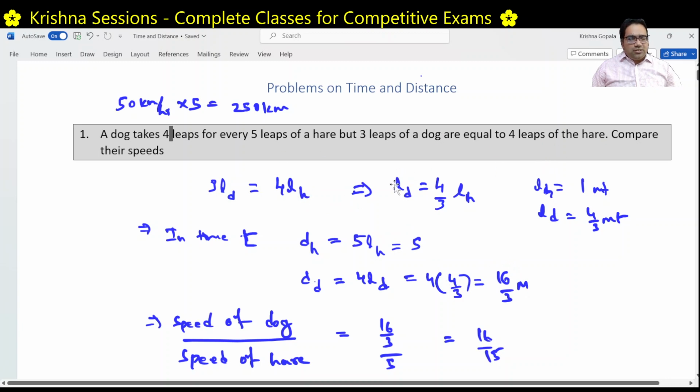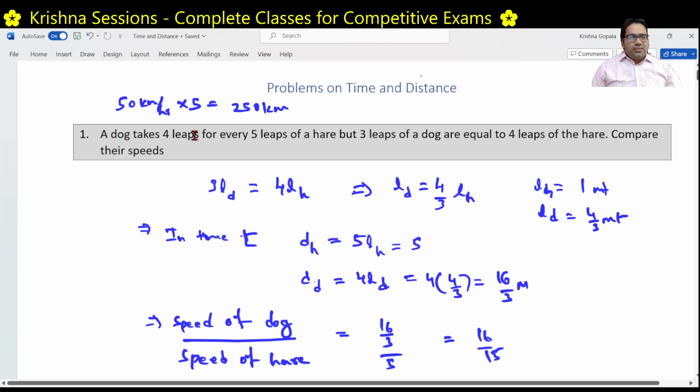That means each leap of a dog is 4 by 3 times the leap of a hare. We assume the leap of the hare is equal to 1 meter, then the leap of the dog will become 4 by 3 meters. Now, in the same time, the hare is taking 5 leaps. Each leap is 1 meter. So in the given time, the distance covered by the hare is 5 meters.